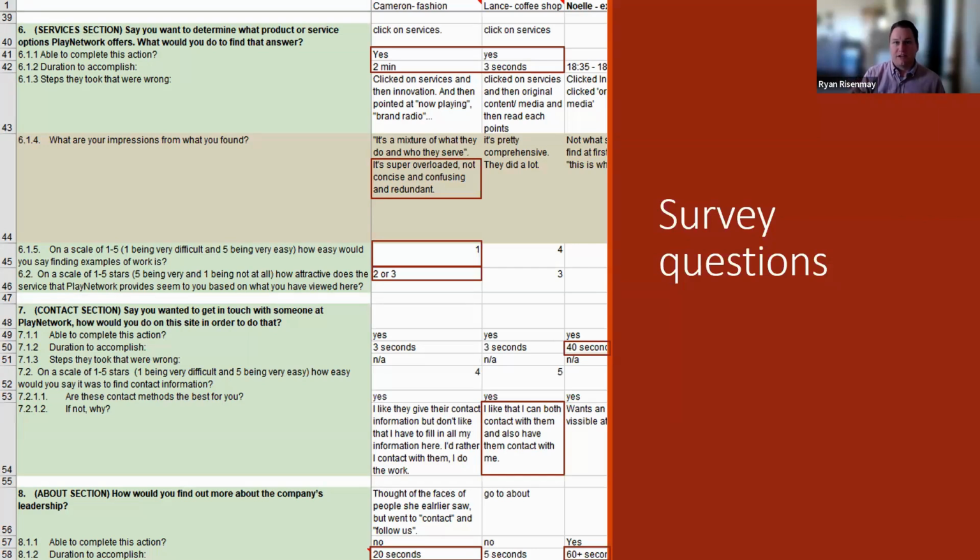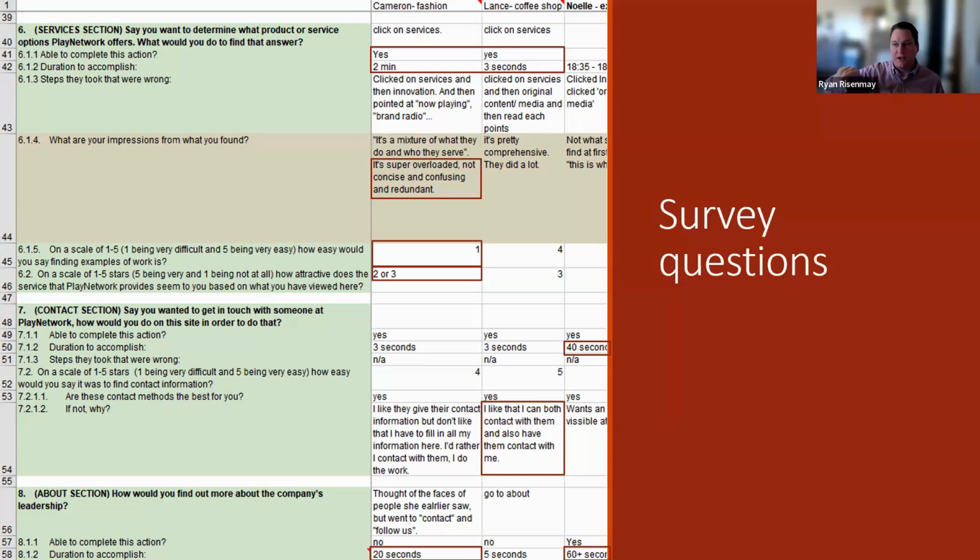Someone just took 3 seconds to get an answer to that and was able to speak to that. Another person took 2 minutes hunting around the site, and you're recording that whole experience. Then you ask the questions, well, what are your impressions from what you found? And the person with 2 minutes, it's super overloaded. It's not concise. It's confusing and redundant. I went in circles, followed by questions like, I want you to rate your experience now with this.